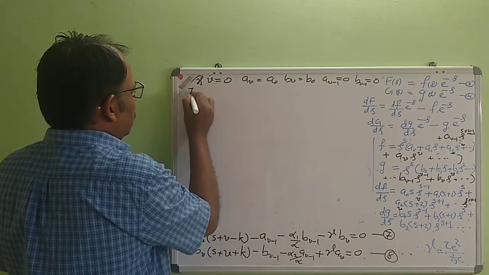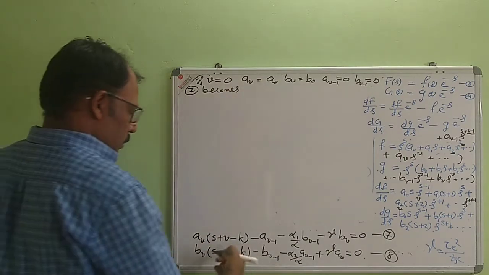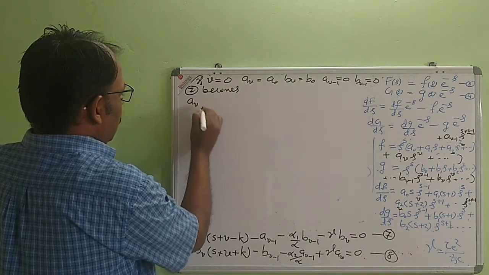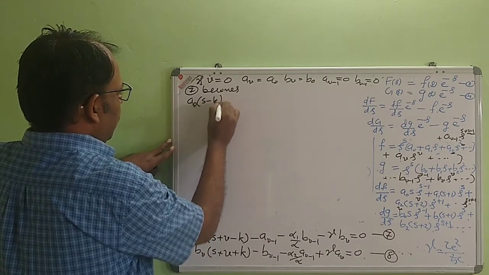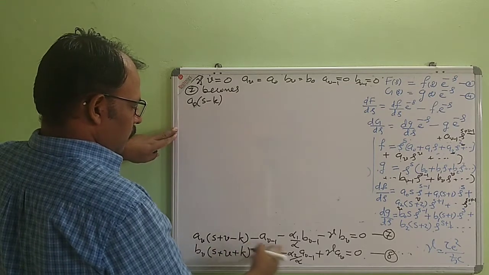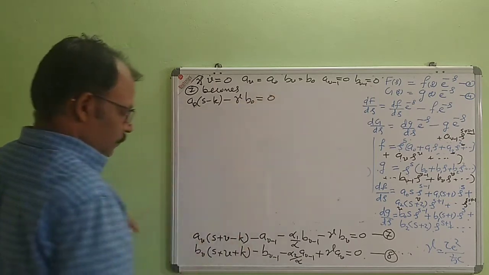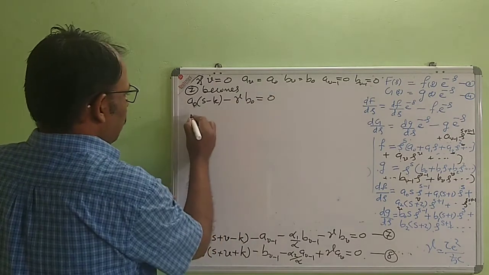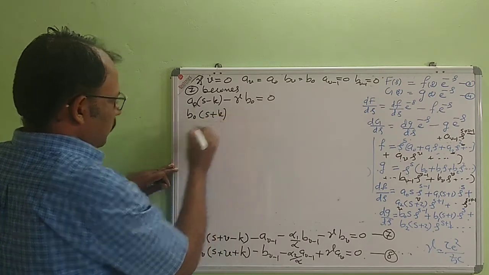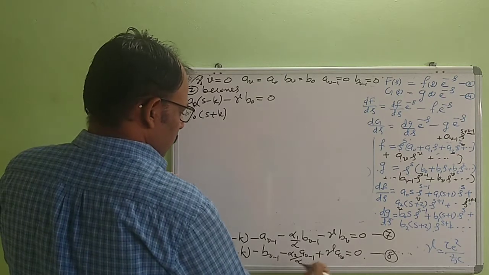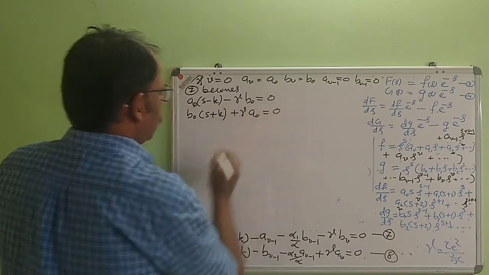So this equation 7 becomes: A v is actually A0, A0 S minus K, this one is 0, this one is 0, minus gamma B0 equal to 0. Next one is B v, it is B0 S plus K, this is 0, this is 0, this term is plus gamma A0 equal to 0.